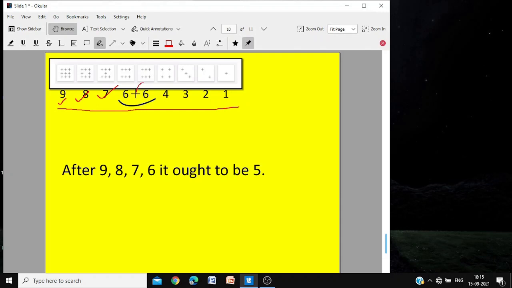But there are 2 times 6. 9, 8, 7, 6, 6, 4, 3, 2, 1. This should be 5. This cannot be 6. So this is the odd one out. 1, 2, 3, 4, 5th figure is the odd one out.